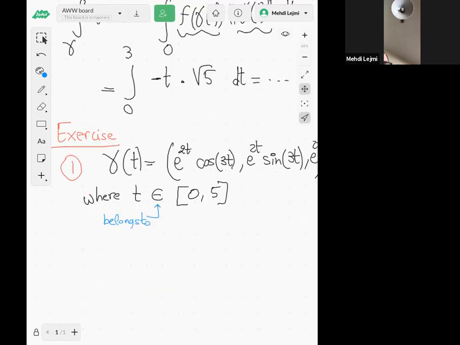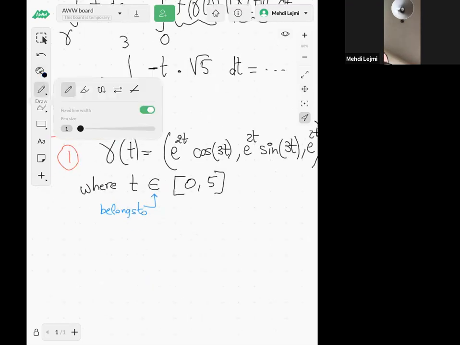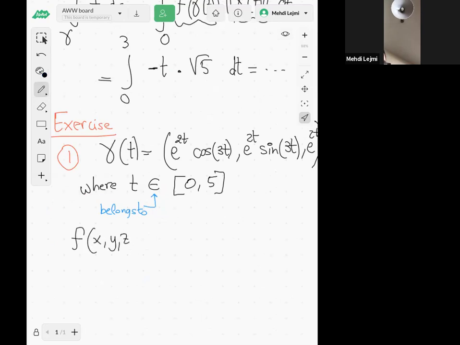So that's my path gamma, and my function f of x, y, z is equal to z over x squared plus y squared. And the question would be to evaluate the scalar line integral, so the integral of f along the curve gamma.